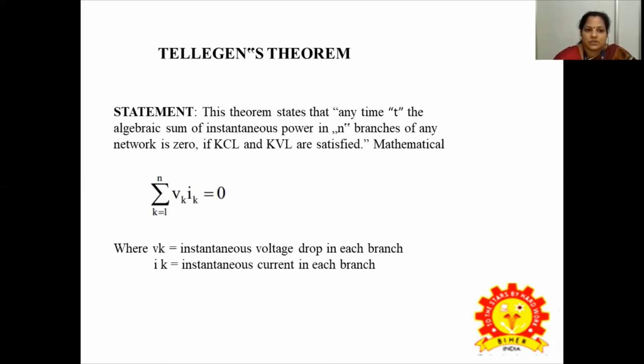Tellegen's theorem. Statement of Tellegen's theorem: this theorem states that at any time t, the algebraic sum of instantaneous power in n branches of any network is 0 if KCL and KVL are satisfied, and mathematically, the summation over k equal to 1 to n of Vk times Ik equals 0, where Vk is the instantaneous voltage drop in each branch and Ik is the instantaneous current in each branch.